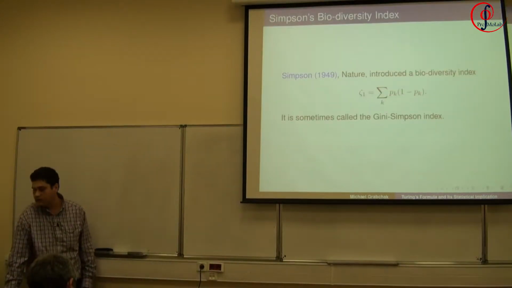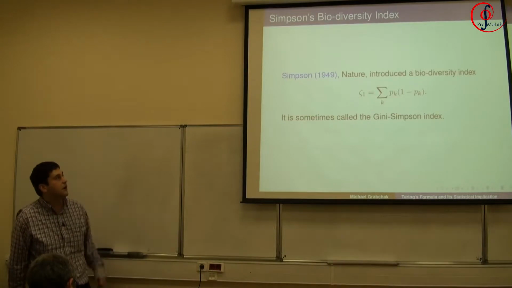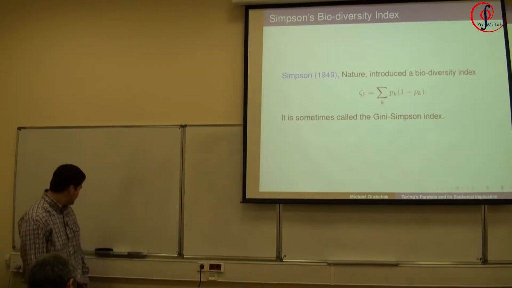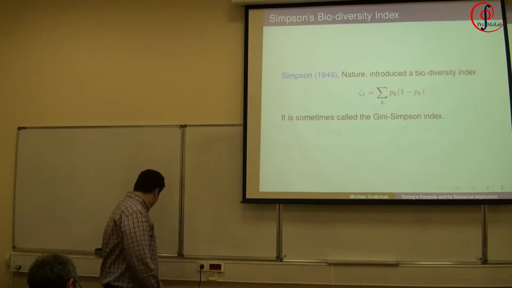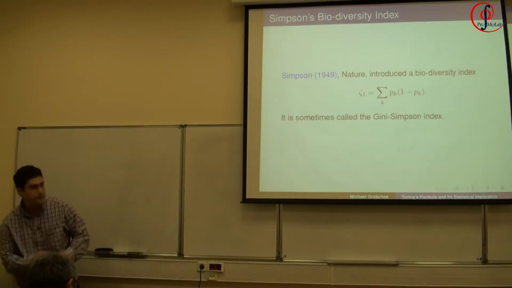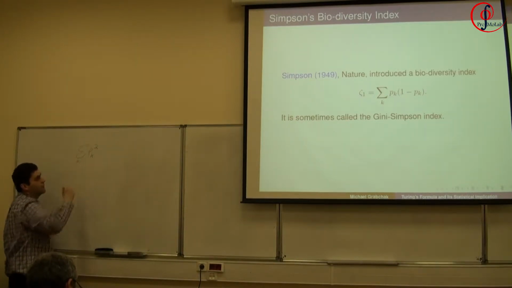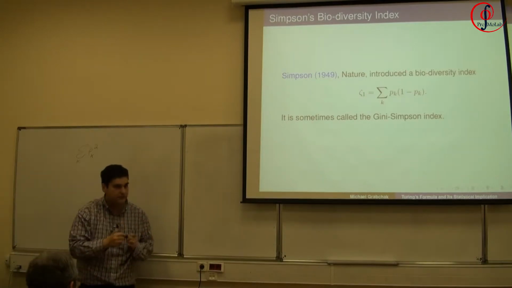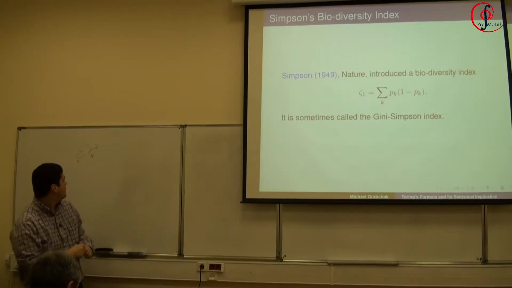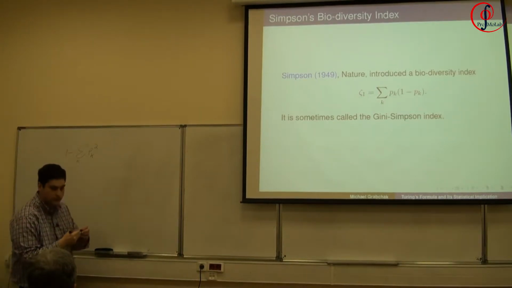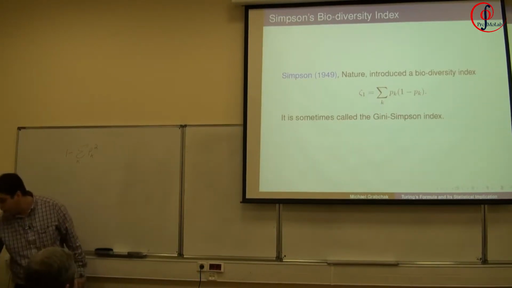And the first quantity I want to discuss is Simpson's biodiversity index, sometimes also called Gini-Simpson. Sometimes people work with a slightly different version, which is the sum of pk squared. But I'm going to work with this version here. Of course, that version is just 1 minus this one, so it's not a major difference.